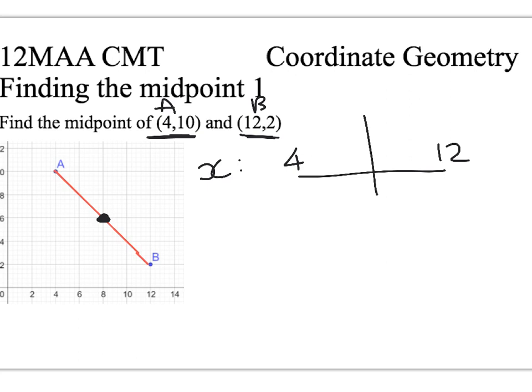We can see that we're starting at 4 and we've got a gap here of 8. So half of 8 happens to be 4. So we're going to add that on to the 4. And I get 4 plus 4 is 8.